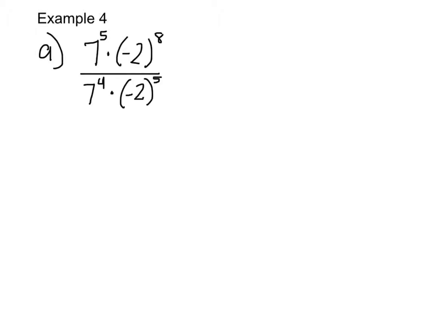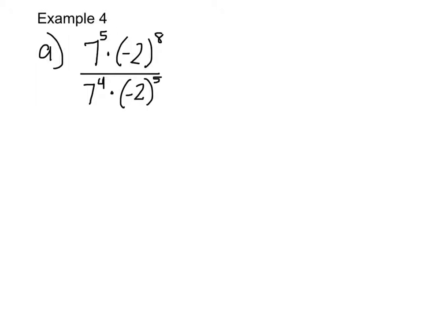In example 4, we're going to start putting all 3 days' worth of stuff together. We're going to combine all of your problems together. Example A: 7 to the 5th power times negative 2 to the 8th, divided by the product of 7 to the 4th and negative 2 to the 5th.